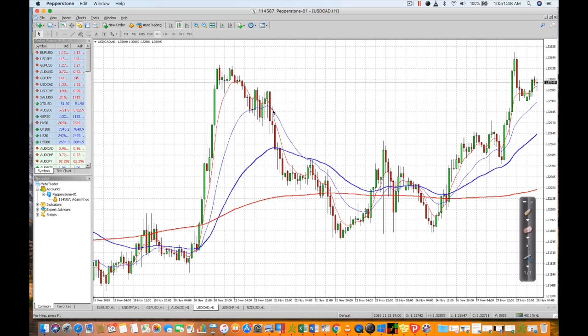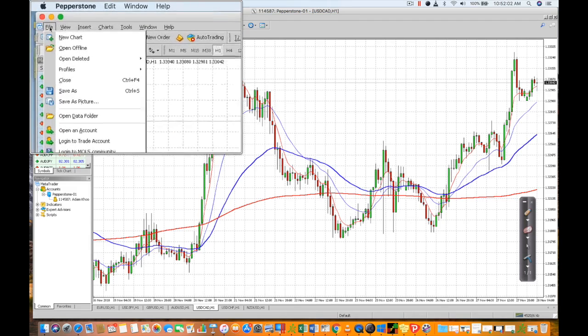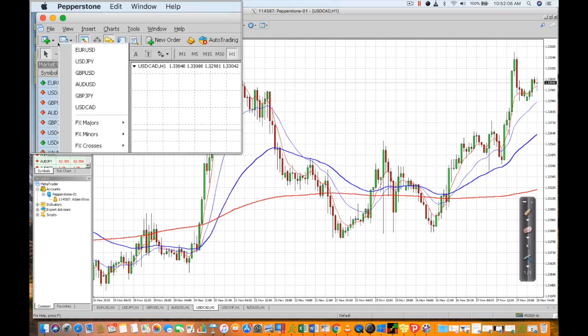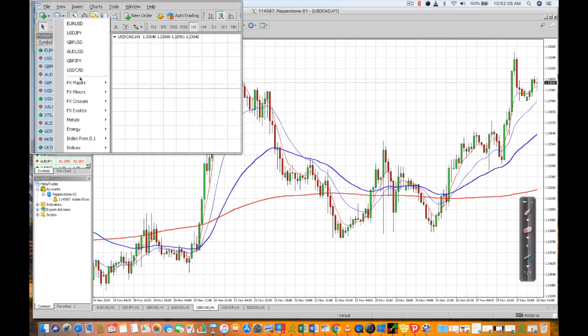So when you first download it, of course, it doesn't look like this. It looks all black. So you have to configure the charts, which I'll show you how to do in a short while. But the first thing to do is go to File over here, and go to New Chart. And when you click New Chart, again, you can select which are the pairs that you want.